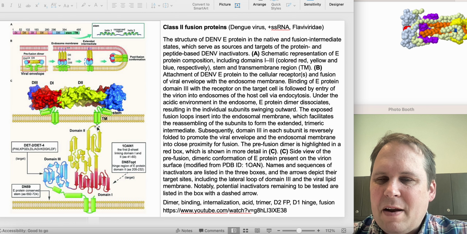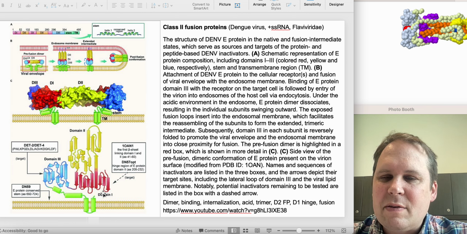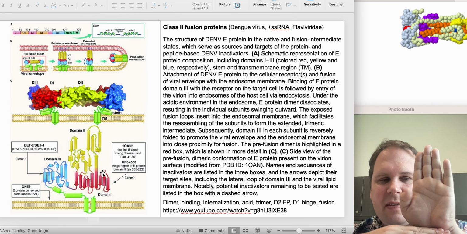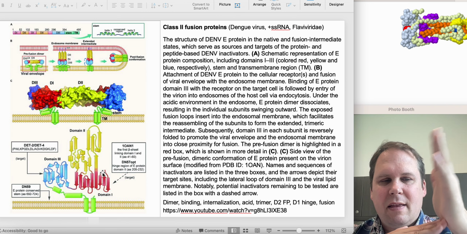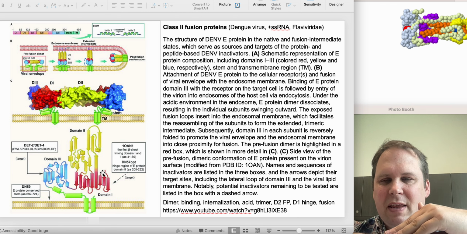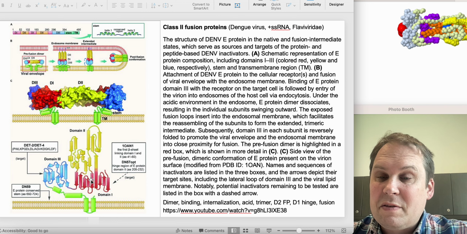Anyhow, from there this is going to pivot like a hinge. Domain 1 is going to be the hinge region, and it's going to go from stuck into the membrane, and, boom, it's going to pull back and snap the host membrane down into the viral membrane. This is how it is understood to work.